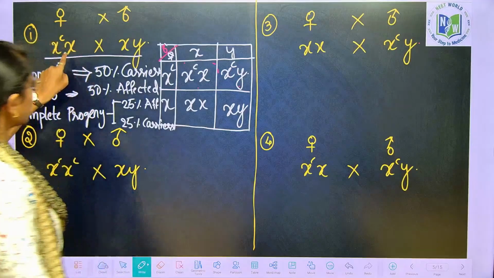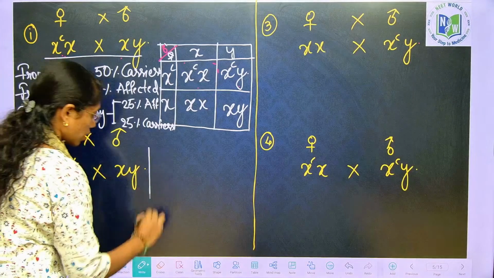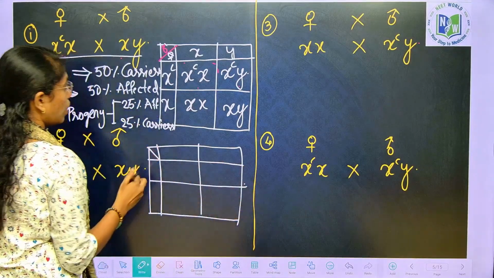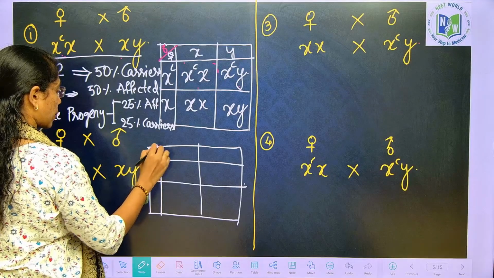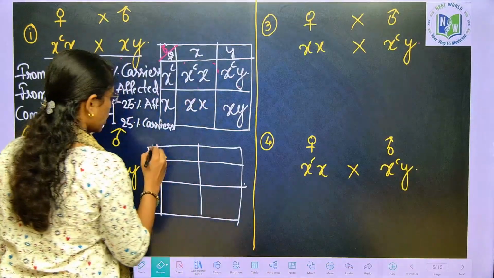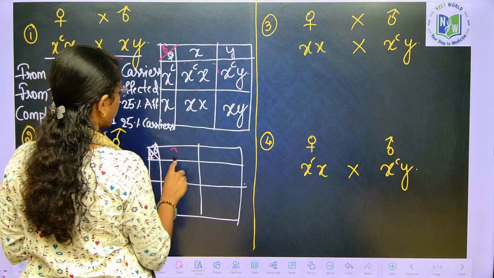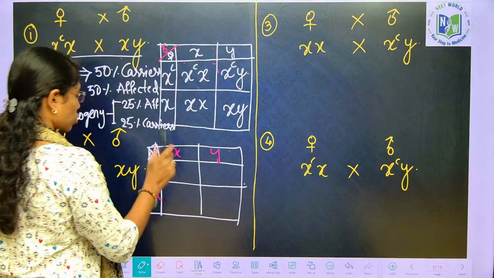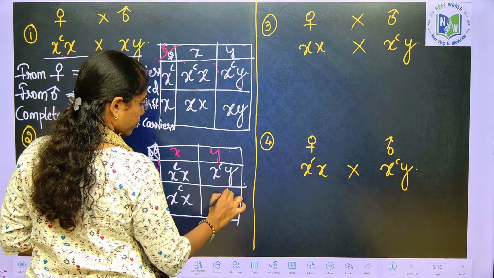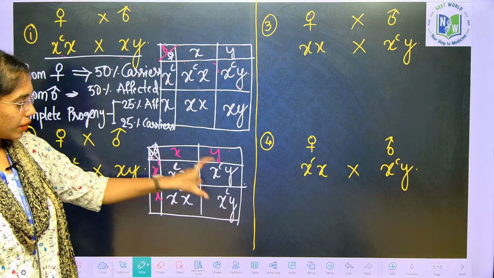What combinations are there? Carrier female with normal male. In the next combination you observe, affected female with normal male. So, what types of combinations are you getting? If you consider only male progeny, affected females give rise to affected males.